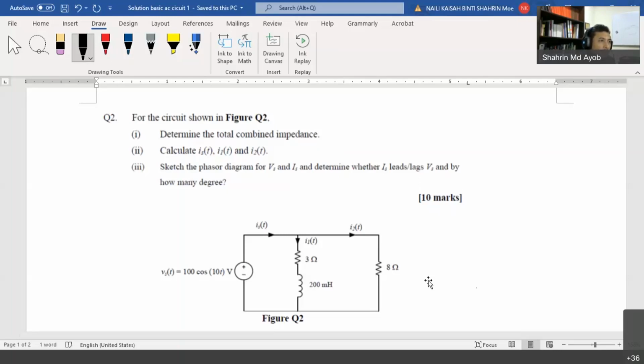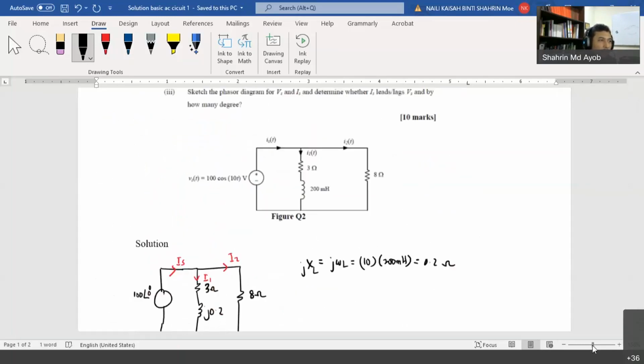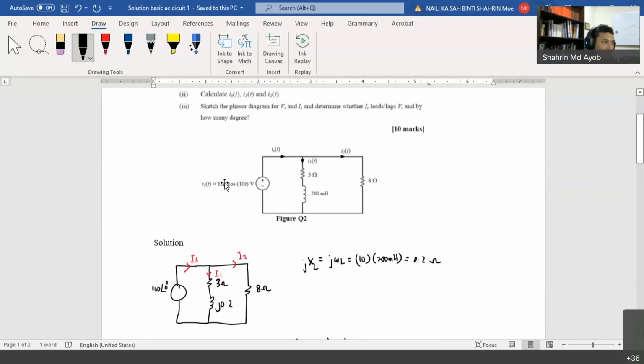You can see this is a time domain AC circuit, where Vs is given in cos function. Determine the total combined impedance. The first step is to convert into a phasor equivalent circuit. Since this is cos, we just use 100, and the phase difference is 0, so 100 angle 0 degrees. Since this is all phasor domain, all must be in capital letters: IS, I1, I2 are capital, and there is no (t), because this is phasor. There is no time variable here.